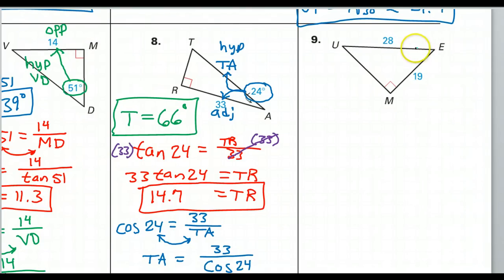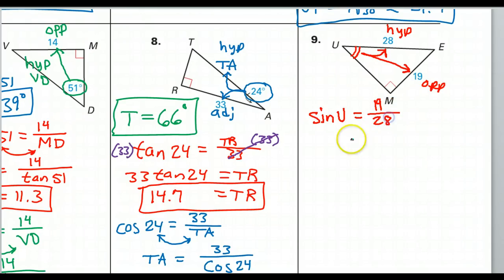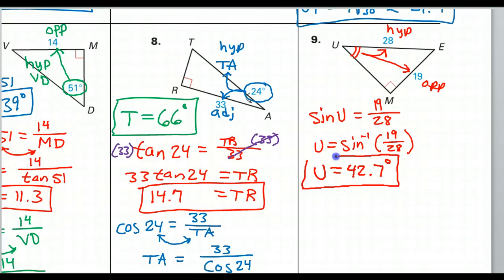I'll do angle U. From the perspective of angle U, I have opposite, and then I have the hypotenuse. Opposite and hypotenuse, that's the sine function. So I will start off by doing sine U is equal to 19 over 28, opposite over hypotenuse. But if I want the angle, I do the inverse sine. So the inverse sine of 19 over 28 should give me angle U. Just put that in your calculator. That's 42.7 degrees. Well, that's 1 down, 2 to go.